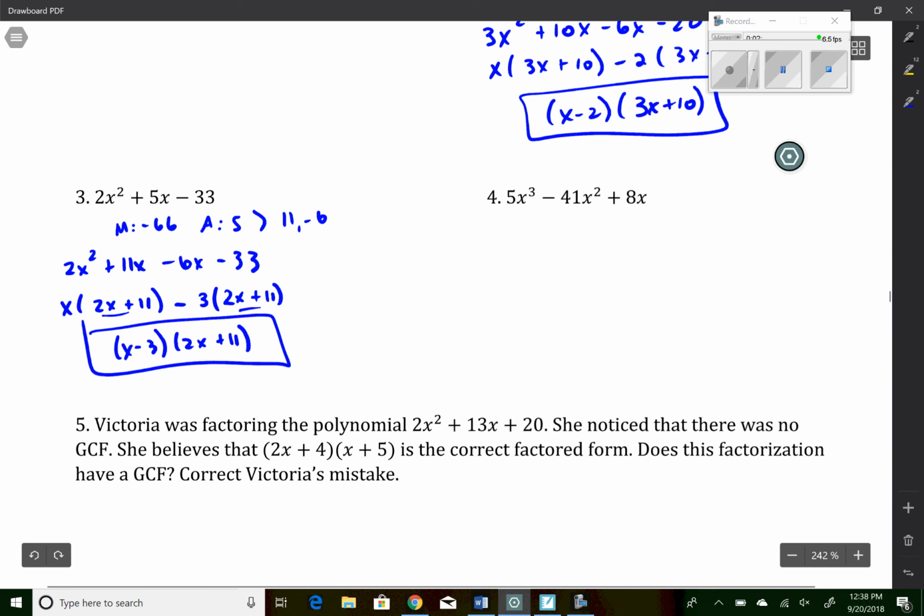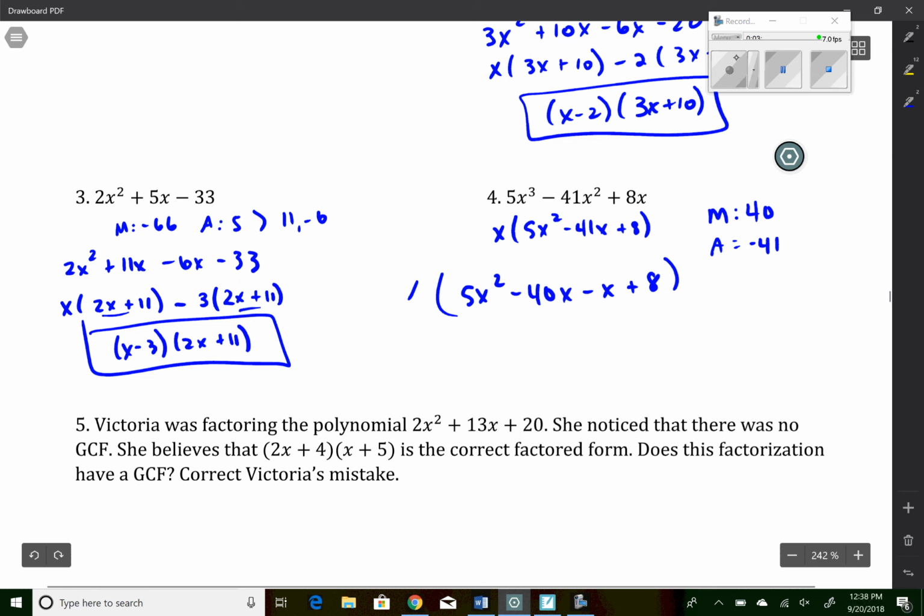Last one here is the GCF of x, which gives us 5x squared minus 41x plus 8. Multiply the a and c together. You get 40. Add to negative 41. So that's going to be 5x squared minus 40x minus x plus 8. Don't forget about the x. That's the GCF. Break this apart.